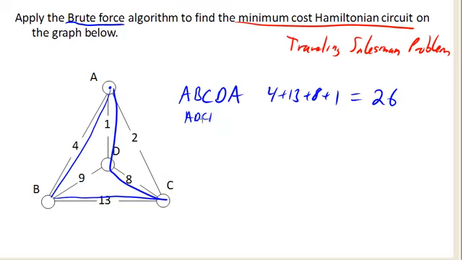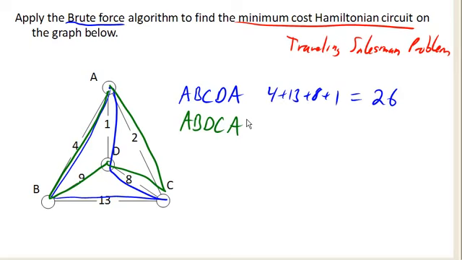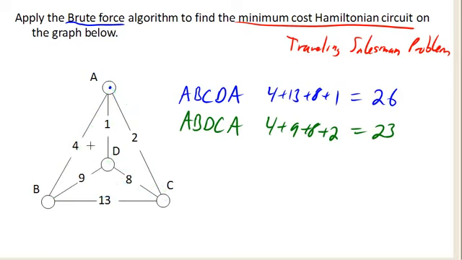And now let's look at another possibility. So another possibility would be to go from A to B to D, and from D down to C, back up to A. So that was A, B, D, C, A. And that would be 4 and 9 and 8 and 2, and that has a cost of 23. Now I'm going to get those out of the way, because that's starting to get a little messy here. And let's look at one more.